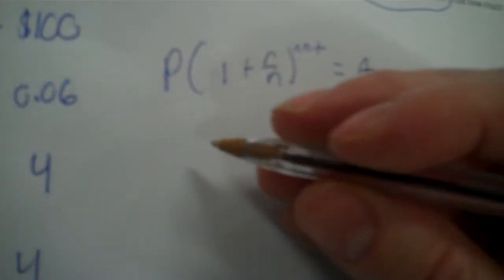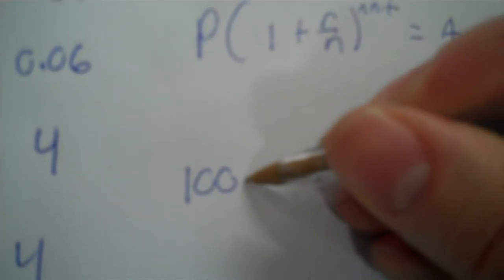T is a number of years, which is 4. Well, that must mean I don't know the A. Okay, so put them in. It's easiest when you don't know the A. That's the easiest type of problem. Finding the A is the easiest. So P 100 times 1 plus R 0.06 divided by 4, and then N times T. So 4 times 4 equals A.